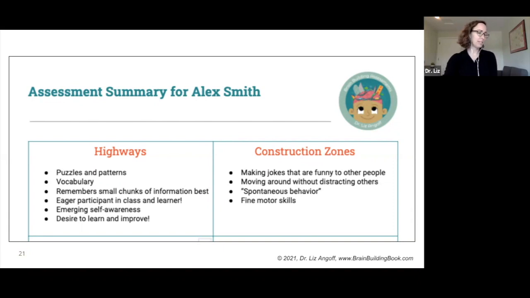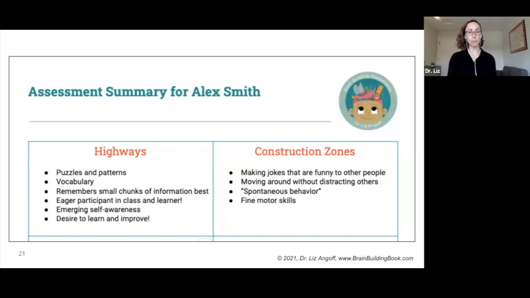He did really, really well on puzzles and patterns. He had an amazing vocabulary. He had a really hard time with memory tasks when it was a full story, but he was able to remember small chunks, like the memory tasks that were just little pieces of information, like a list of words. He killed it. And so we had talked a lot about how his memory works best when he can remember small chunks of information. And this is a great example of reflecting to the child during the testing session.